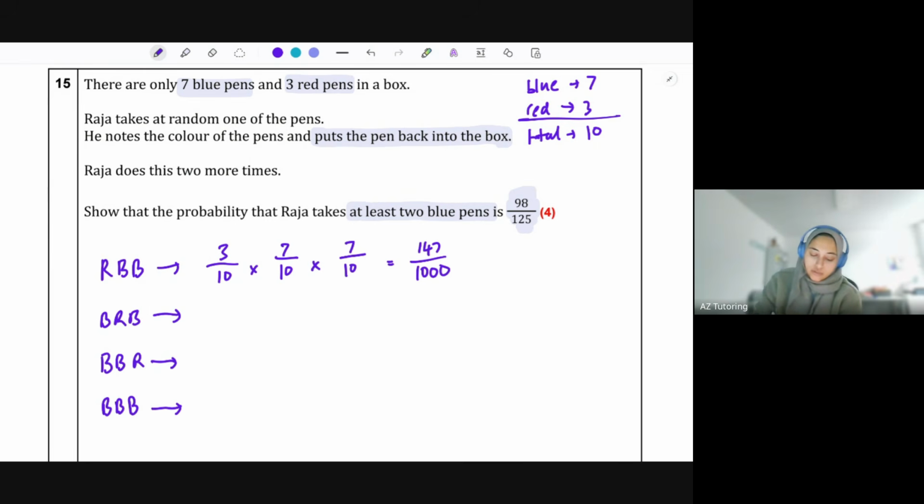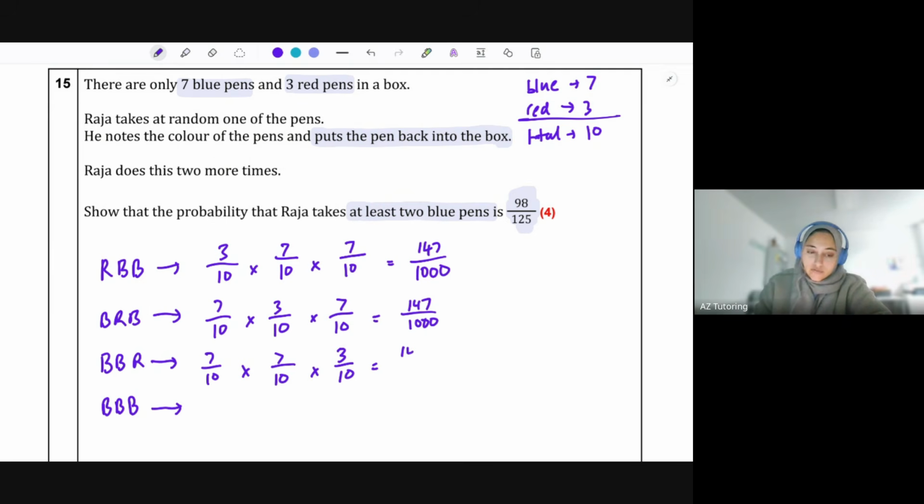So we've got blue, which is 7 out of 10, times red, which is 3 over 10, times blue again, which is 7 over 10. So timesing all of them together, again, we get 147 over 1000. Now let's do blue, blue, red. The probability of blue is 7 over 10 times 7 over 10 times red, which is 3 over 10. Again, that gives us 147 over 1000, same as before.